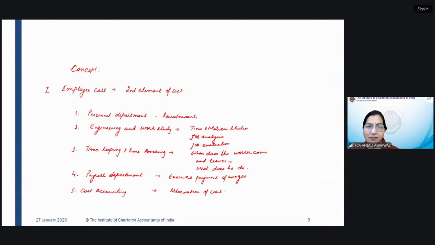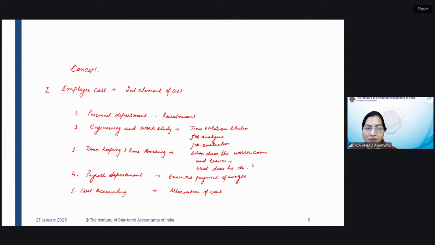All right, so the personnel department will ensure the right person is appointed and trained to do the job. Engineering and work study will do all the research: the standard time to do a job, the standard way to do a job, and the rank of the job. They can also research the merit rating of the workers.